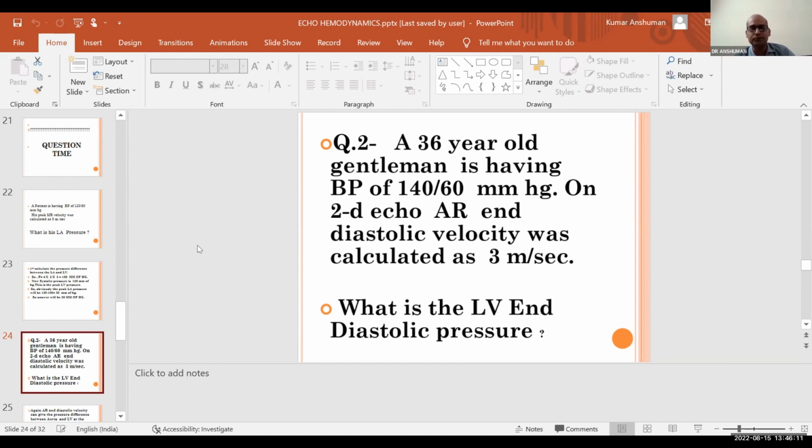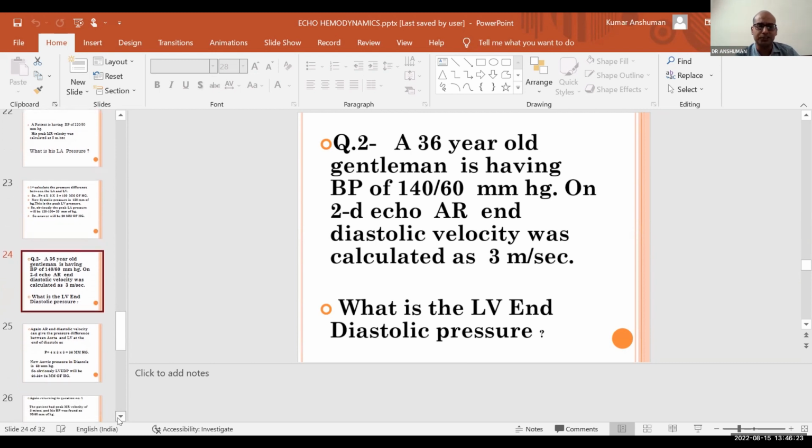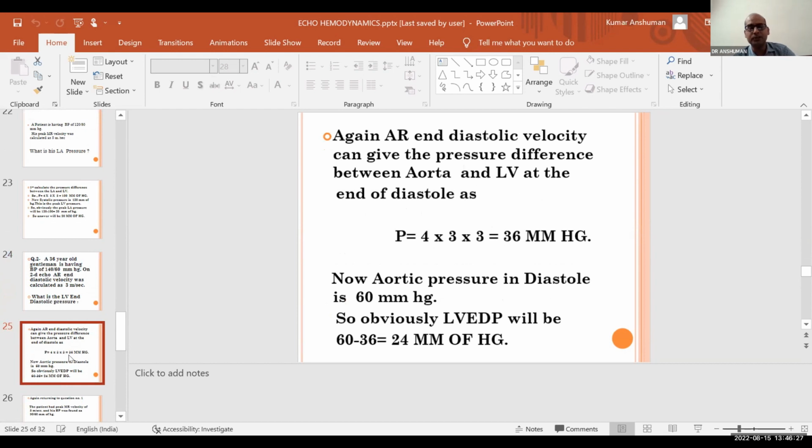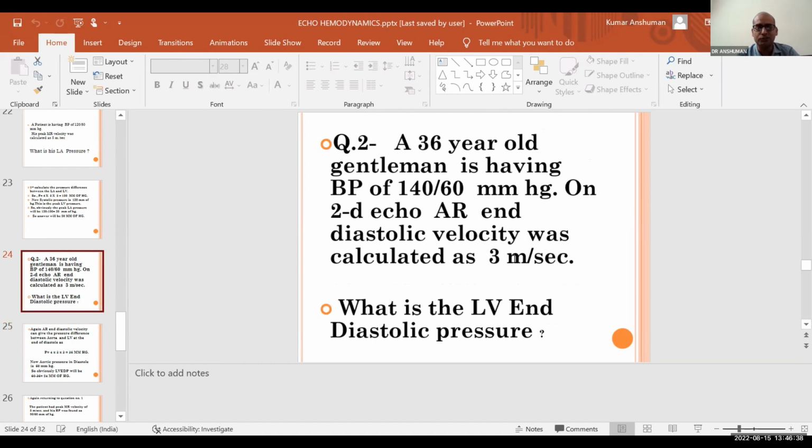Now the clinician wants to know what the LV end diastolic pressure is, to ascertain the causes of LV dysfunction or dyspnea. So how will you go for it? Again, the same concept. You go for the pressure difference. Pressure difference is equal to 4V square, where V is the velocity difference. With this slide, you get the AR end diastolic velocity, which is the velocity difference in the diastole. So AR end diastolic velocity is 3 meter per second.